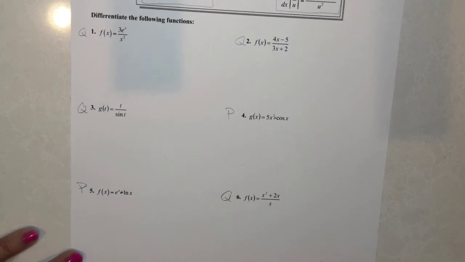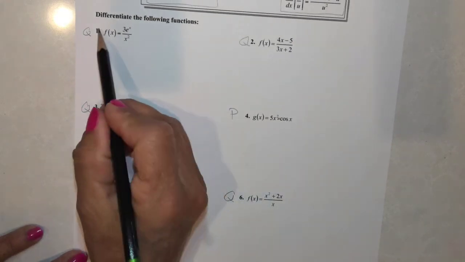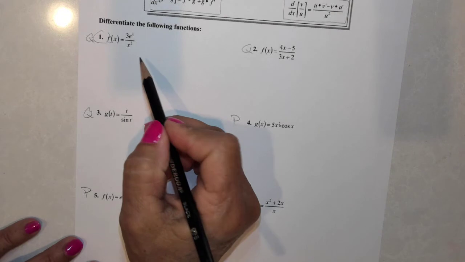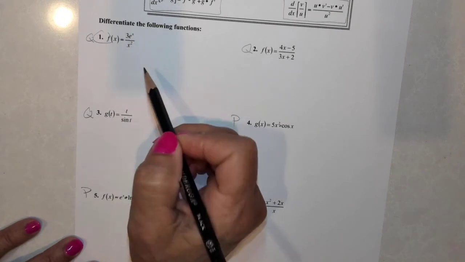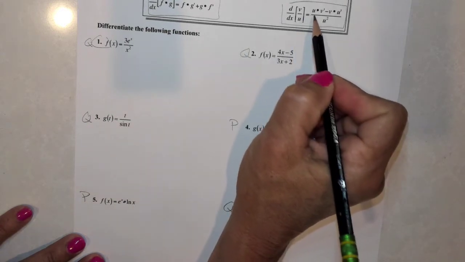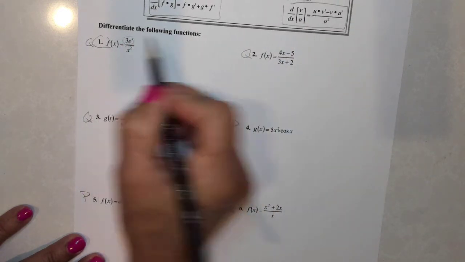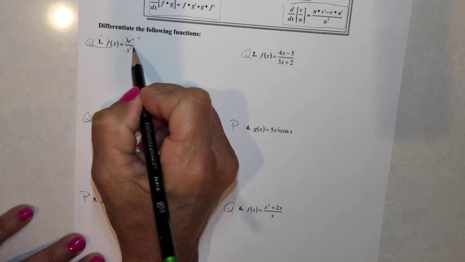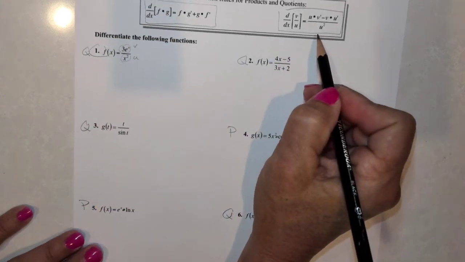Okay, so I don't care. Let's try number one. So this is going to be me differentiate. So that's just the verb to say find the derivative of. Since this is a quotient, I'll be using this rule. I'm going to have the top, which they're calling v, and the bottom, which they're calling u, and then I'm just going to follow my rule.